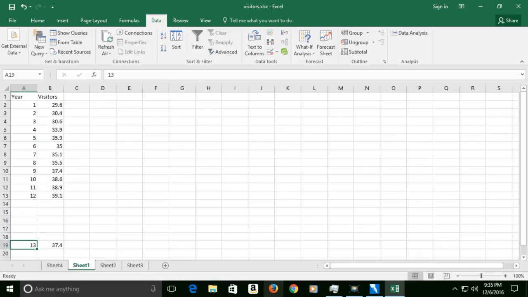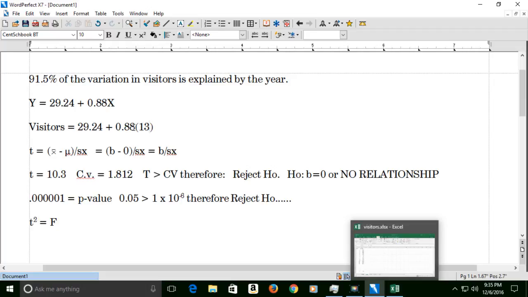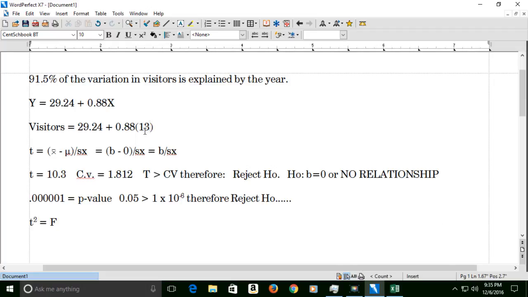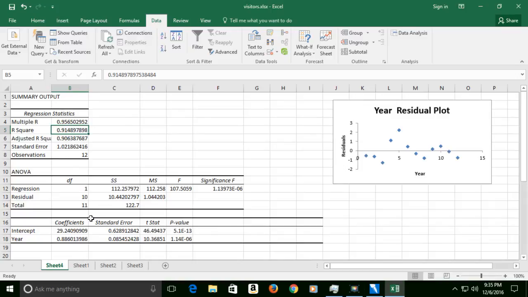So what we want to do is put 13 into our equation. Come over here. Here's our equation. In place of the year, we want to use year number 13. Okay? Can we do that? Year number 13. Now we have to do a little exciting math. We have to multiply 13 times 0.88 and then add 29.24. And fortunately, we have a computer.